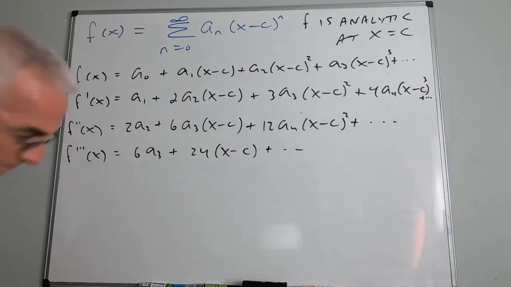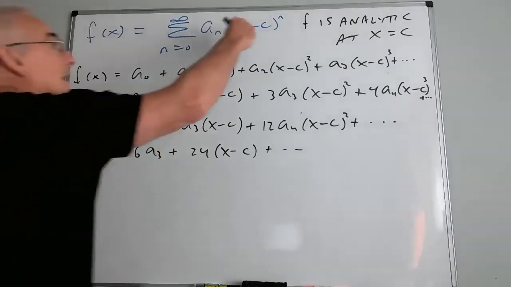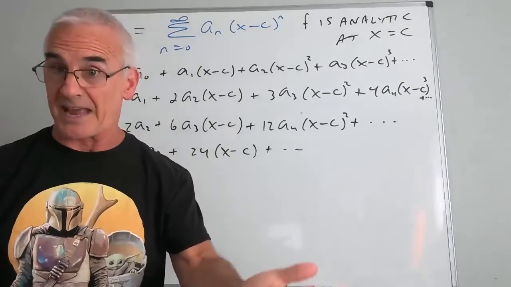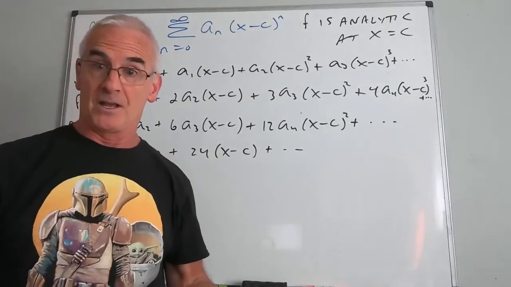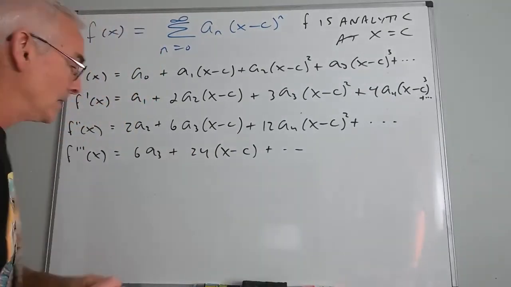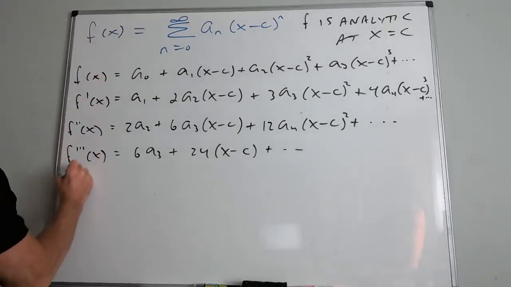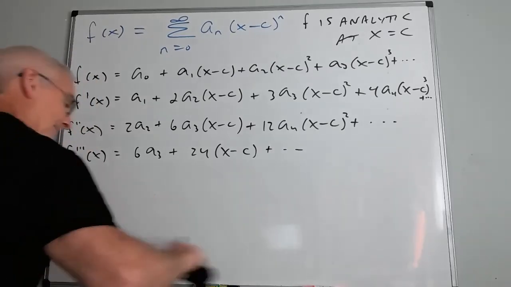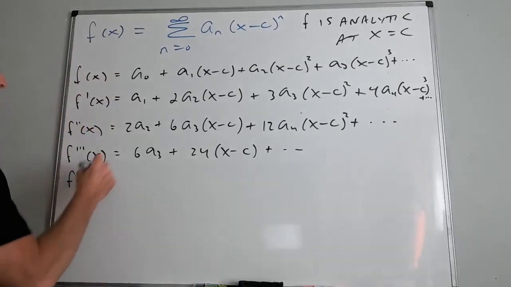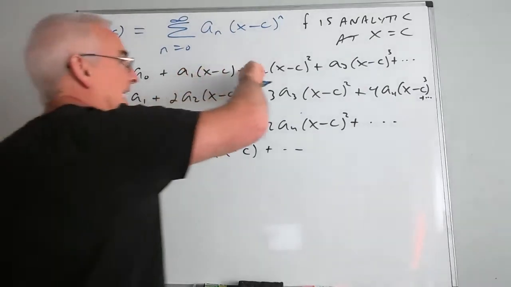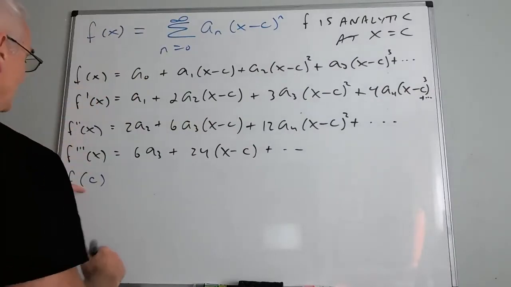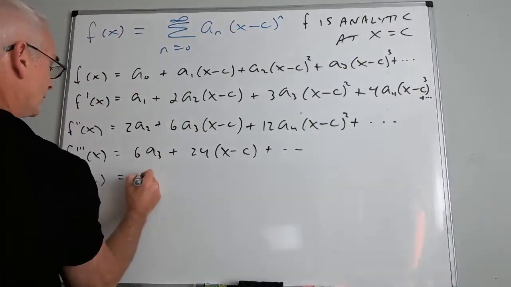Now here's what I would like to do. I would like to evaluate each of these at the number c. Remember, we just said all the derivatives have to exist at c. So I know f prime of c exists. I know f triple prime of c exists. Okay. What is f of 0? I'm sorry, not f of 0. f of c. What am I thinking? Well, if I put a c in for x's, every one of these terms is going to be 0. Well, that makes it easy. So that means f of c is equal to a0.